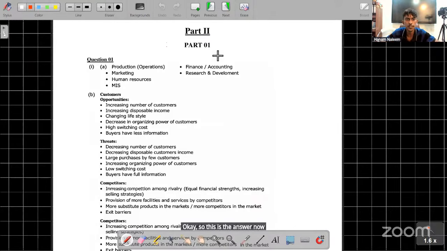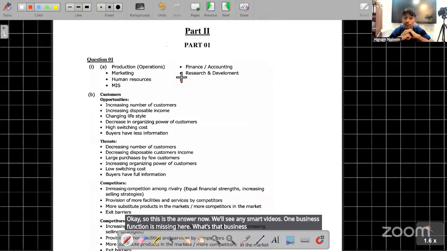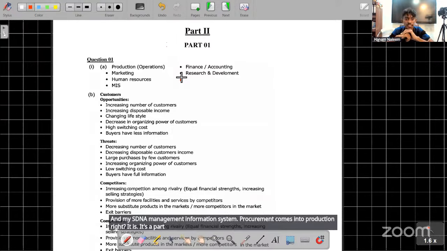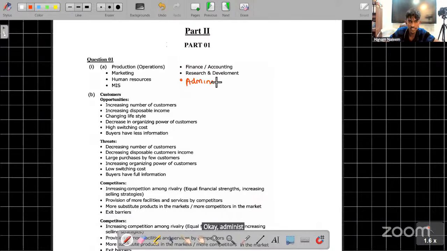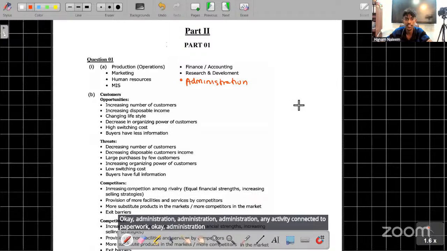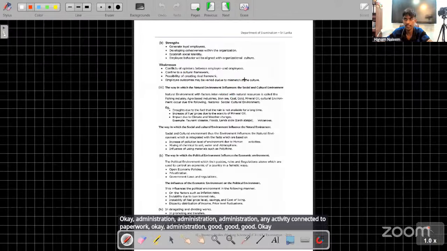Do we see any smart figures? One business function is missing here. What's the business function? MIS, management information system. Procurement? No, procurement comes under production, right? It's a part of production, purchasing. Not procurement. Good, Hannah. Administration. Any activity connected to paperwork. Okay, administration. Good. Right, so that's done.